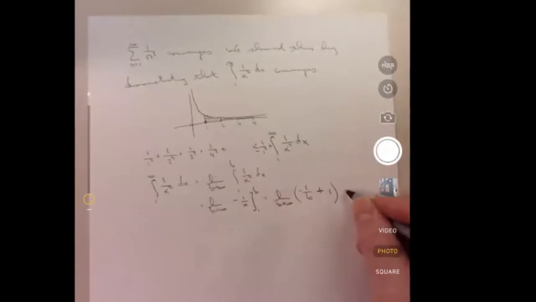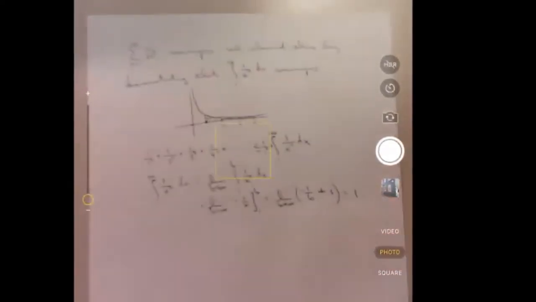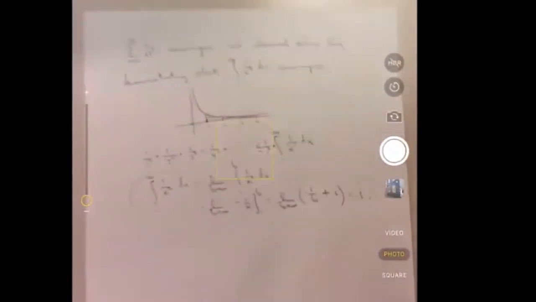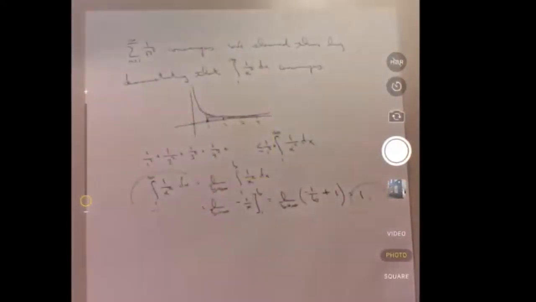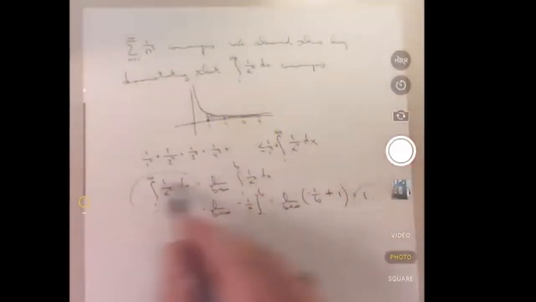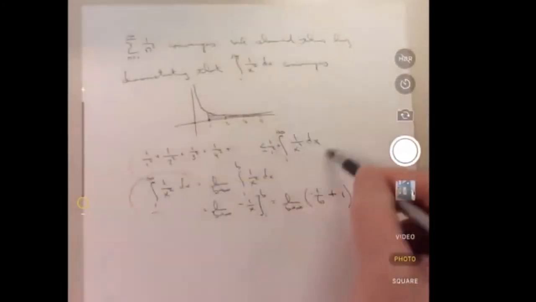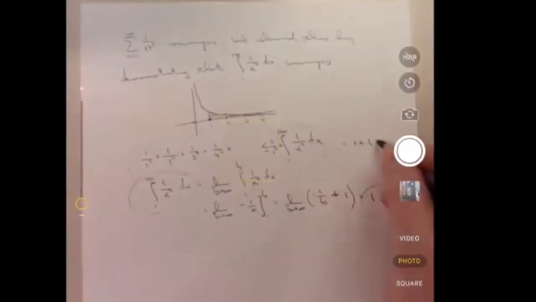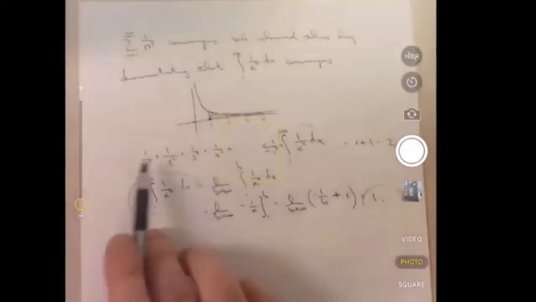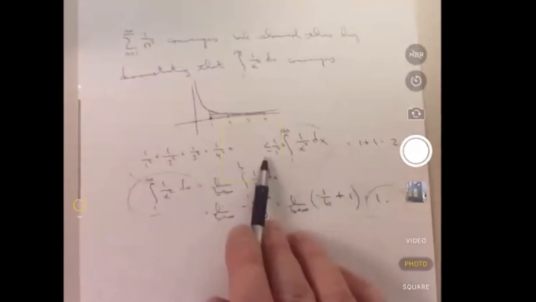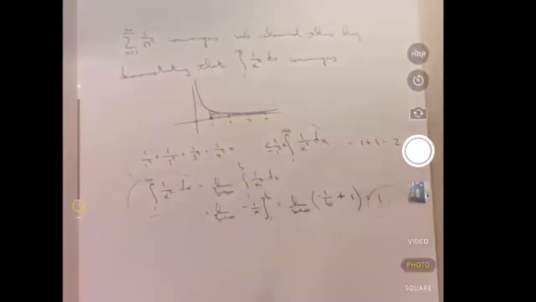And of course, that is 1. And so this integral is equal to 1. And so the series is less than or equal to 1 plus 1, and so the series has a value that's less than or equal to 2.